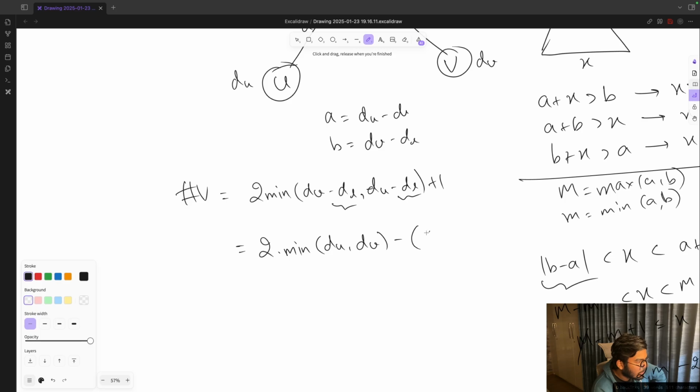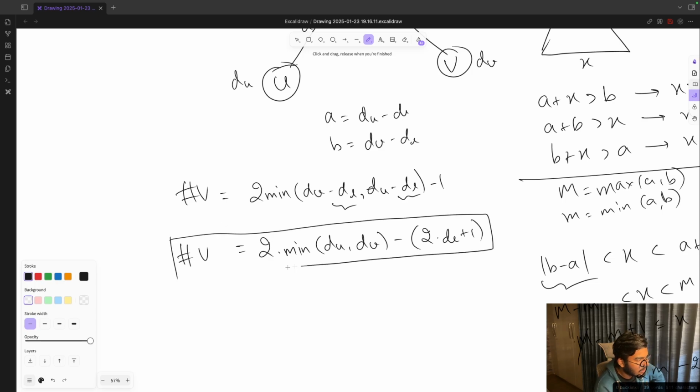So I can take like 2 times dl plus 1. This one also should be a minus sign. Yeah. So this is my final value. I can just do it for all pairs, do this for all pairs, and you will be able to calculate your answer.